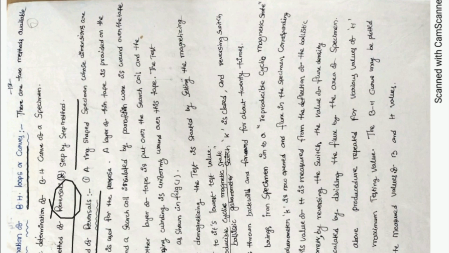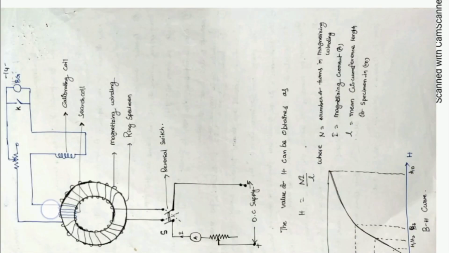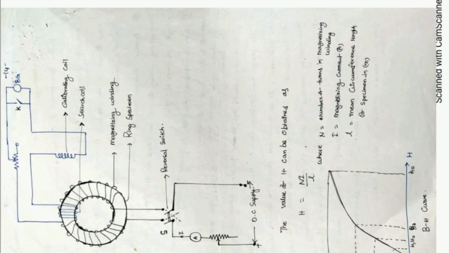Let us see how the circuit will be. In the method of reversal, a ring specimen is used. Let us see the circuit diagram. A ring specimen forms a solenoid or toroid. It is a toroid, because a solenoid will be like this. In that ring specimen, a number of turns are there.